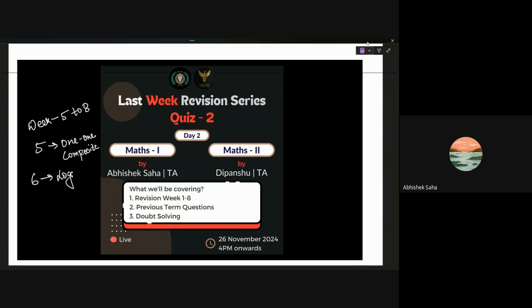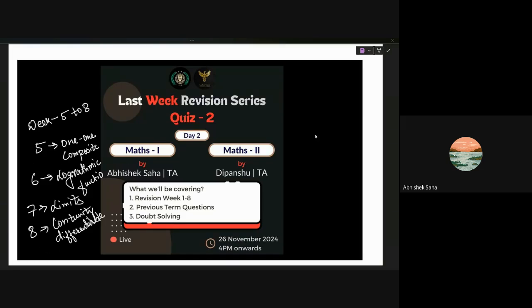I have shared the link for the master. In week 7 we have limits. In week 8 we have continuity and differentiability, or differentiation. So this is the main part, and most of the weightage will be from these weeks only.